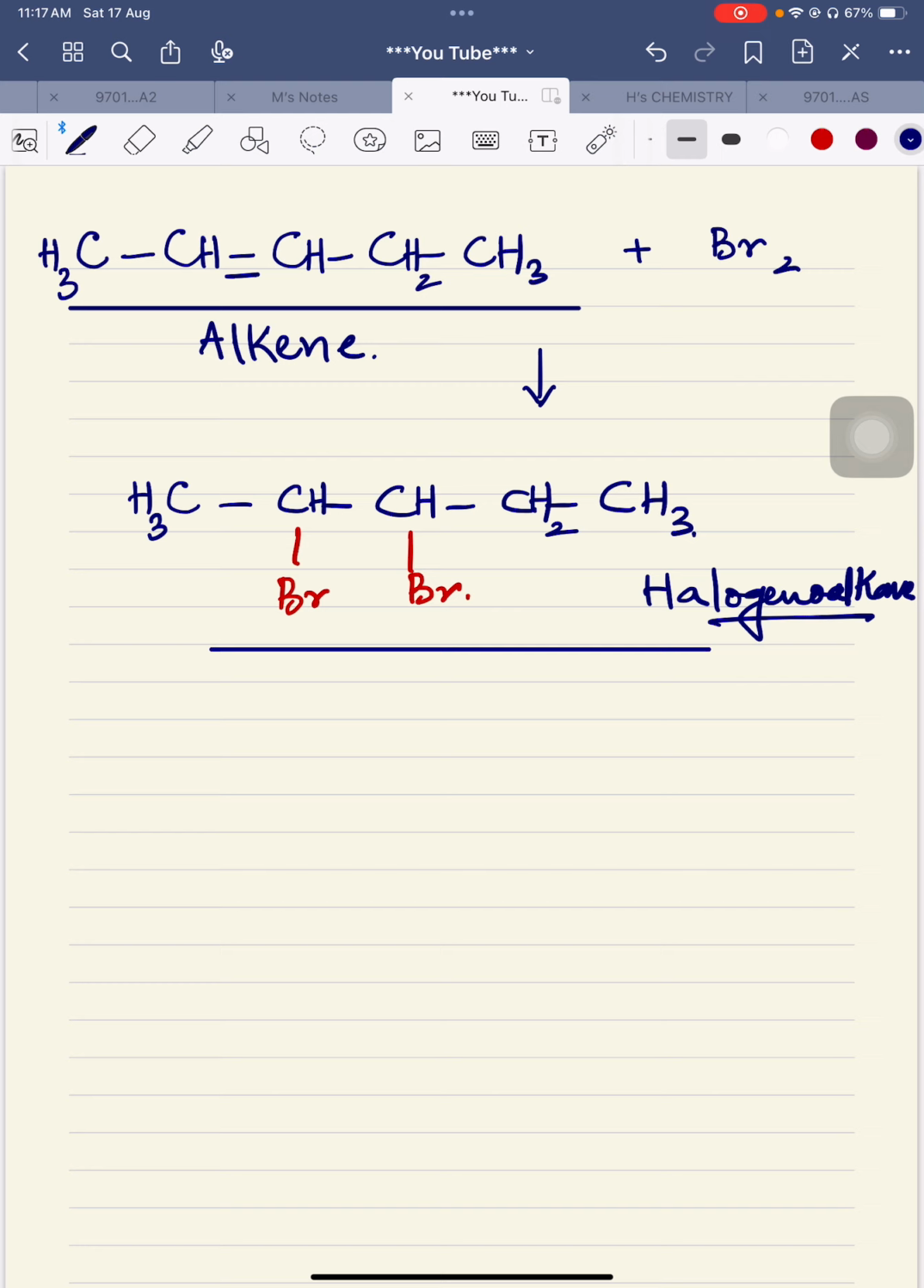Okay, now you can check what will be the color change. We can say that the initial color of liquid Br2 was red brown, but after the reaction the color is changed, or you may say the color is changed to light yellow, for example. Okay, now I am going to give you another example.